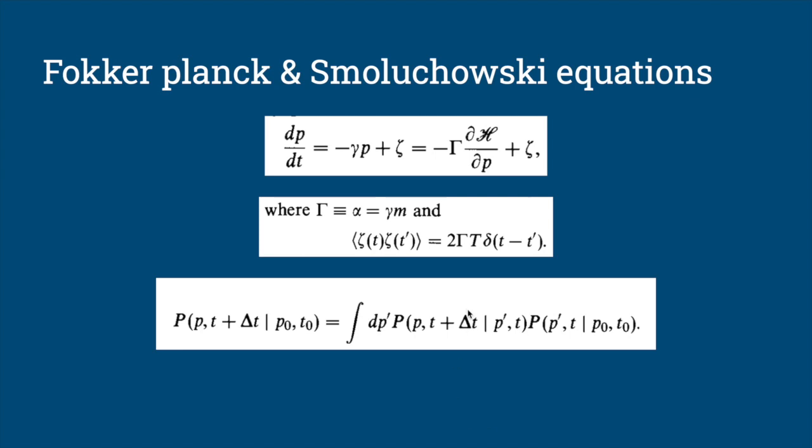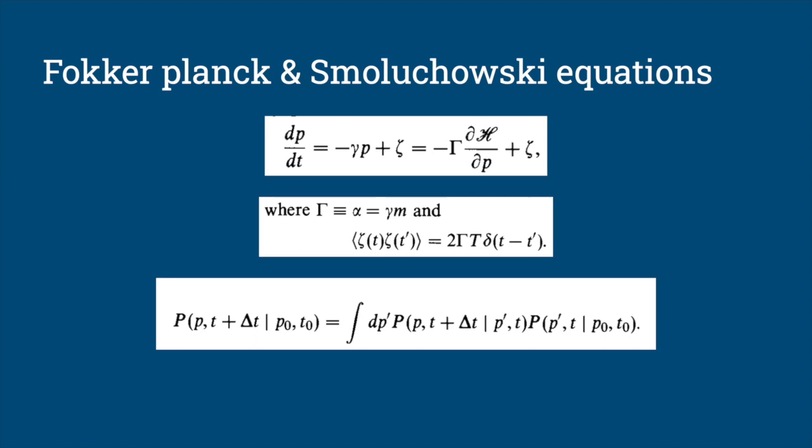So dp by dt is equal to minus gamma p plus zeta, the random force, which is equal to minus capital gamma dou H by dou p plus zeta. This capital gamma is what we saw as alpha, which is small gamma m, and the correlation of the random force zeta is equal to 2 capital gamma T delta(t minus t dash). This is from the previous results that we saw. The equation is now in the form that could in general include any kind of function in the Hamiltonian H.